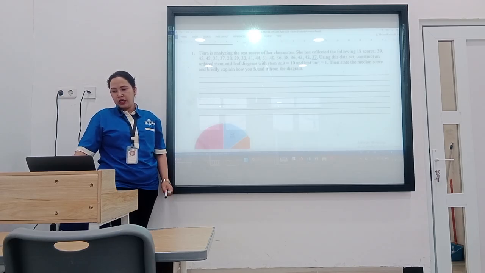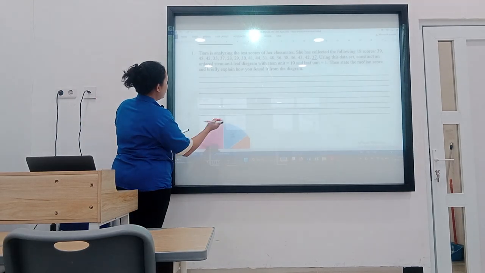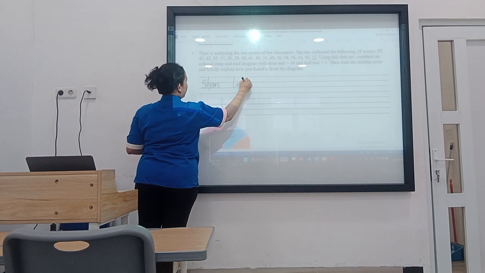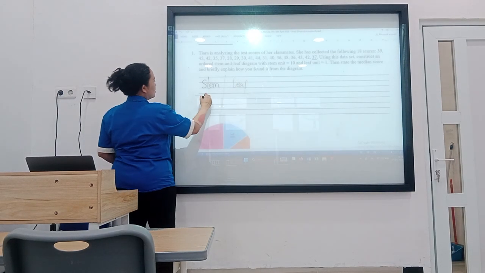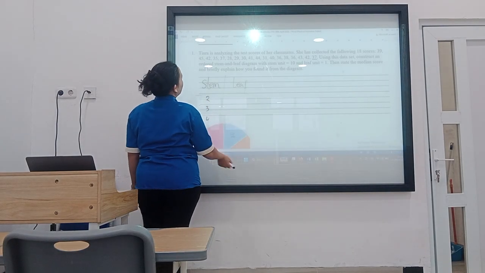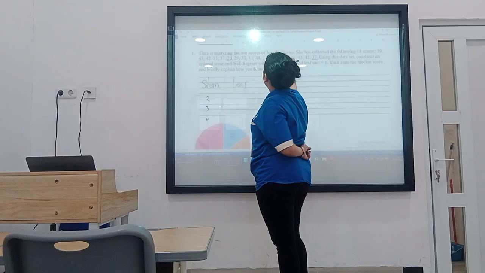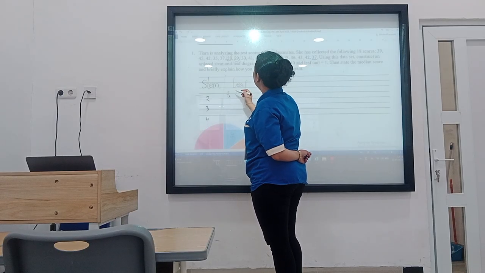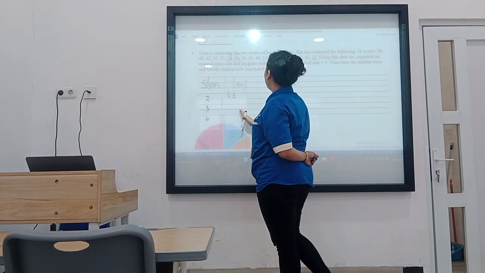So how to construct them from the data? So we will make it. Okay, so we arrange the data first. So 8, 9. So the tens here, puluhan, the ones here.